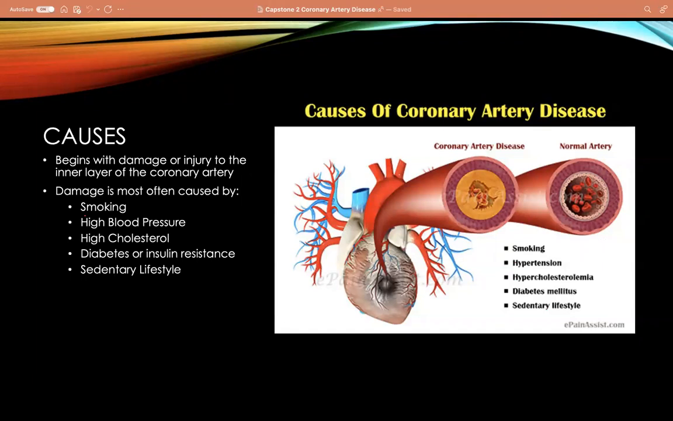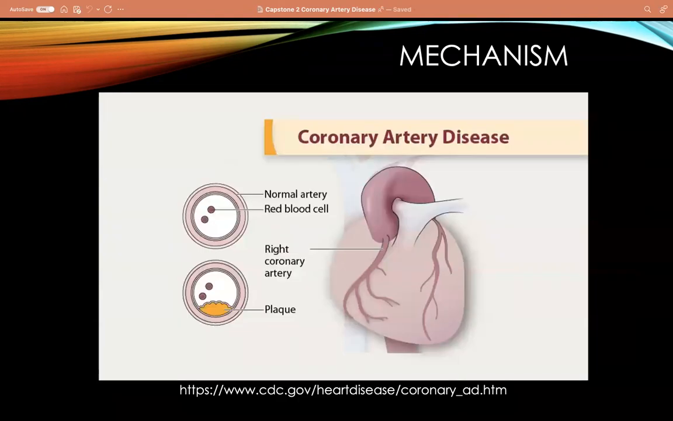The fatty deposits, known as plaque, made of cholesterol and other cellular waste products, tend to collect at the site of the injury. This process is called atherosclerosis. If the plaque surface breaks or ruptures, blood cells called platelets clump together at the site and try to repair the artery. There's also a possibility that this clump can block the artery and lead to a heart attack in severe cases. So now I'm going to talk about the mechanism behind coronary artery disease.